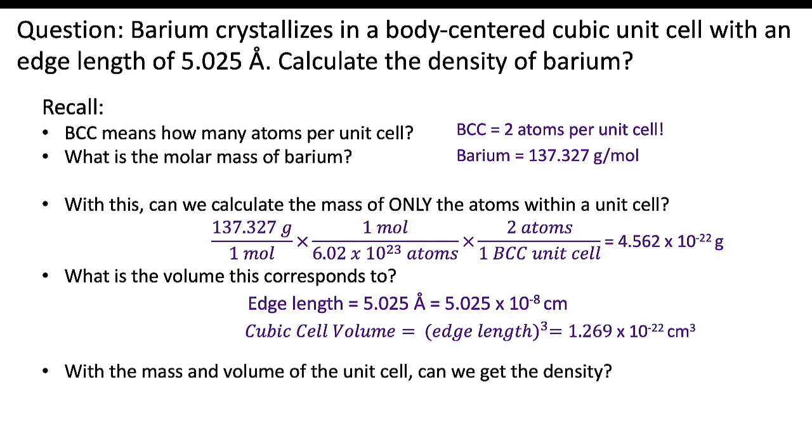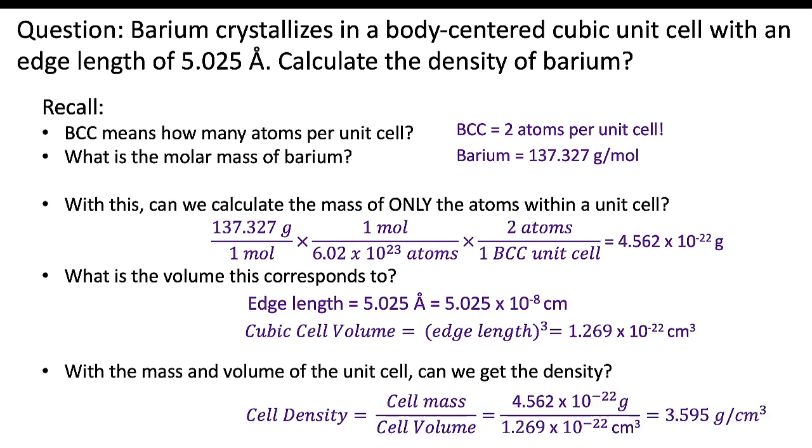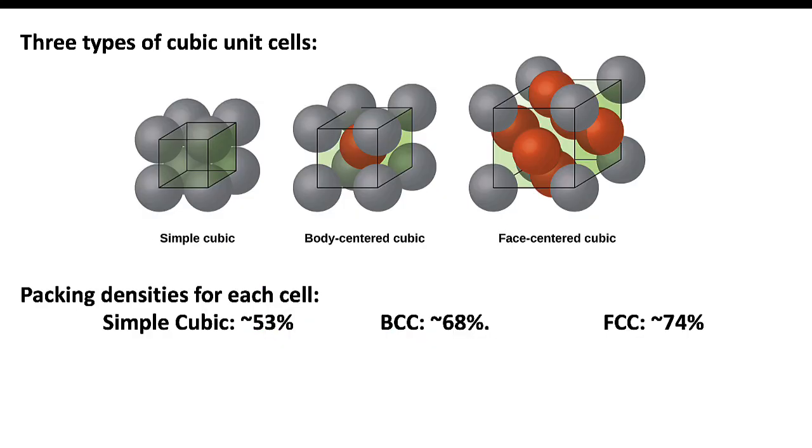So given we have both of those, can we get the density? And the answer is yes, we can, right? The density of the cell, which is also going to be the density of this whole species, is the mass divided by the volume. We divide the two by one another, and we end up with something very close to the literature density of barium, 3.595 grams per cubic centimeter. And so this really shows that we can connect the unit cell properties, which is a microscopic study, to something like density, which is a macroscopic property of the barium.